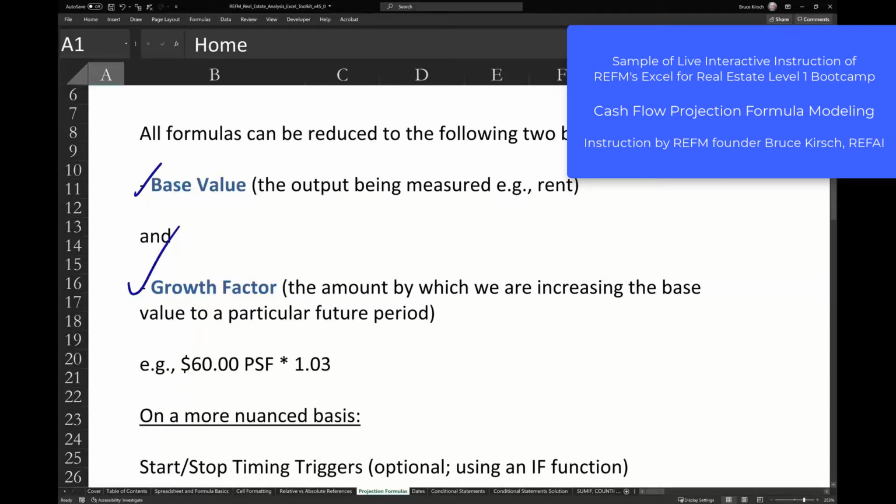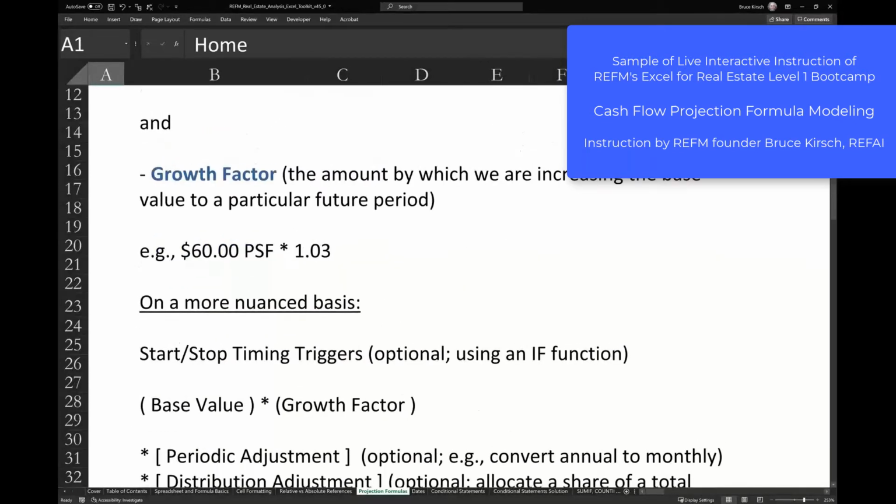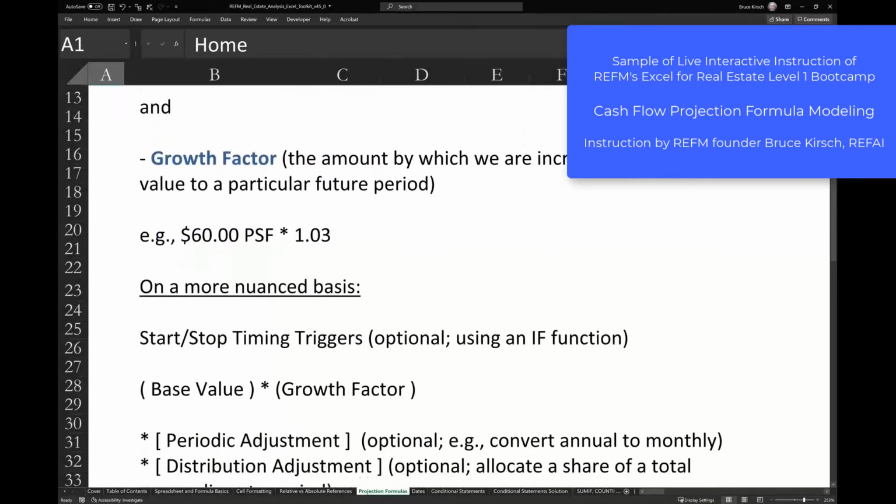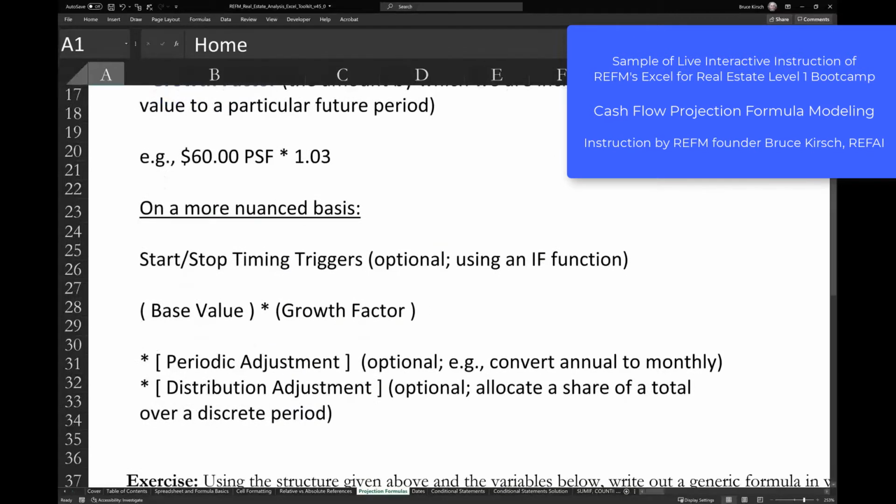And quite frankly, growth factor can be 0 for 1 or more years. Growth factor can be negative for 1 or more years. It doesn't need to be always positive. Rents don't always go up, right? Vacancy can skyrocket for some set of circumstances, and rents can stay flat, rents can go down. So keep that in mind.